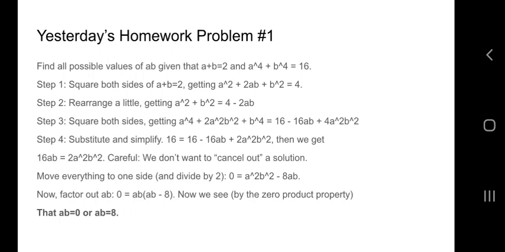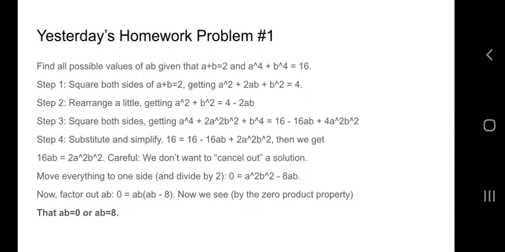The first problem from yesterday was: find all possible values of a, b, given that a plus b equals 2 and a to the fourth power plus b to the fourth power equals 16. The hint I gave last time was to square both sides of a plus b equals 2. If you square both sides, you'll get a squared plus 2ab plus b squared equals 4. And then if you rearrange a little bit, you'll get a squared plus b squared equals 4 minus 2ab.